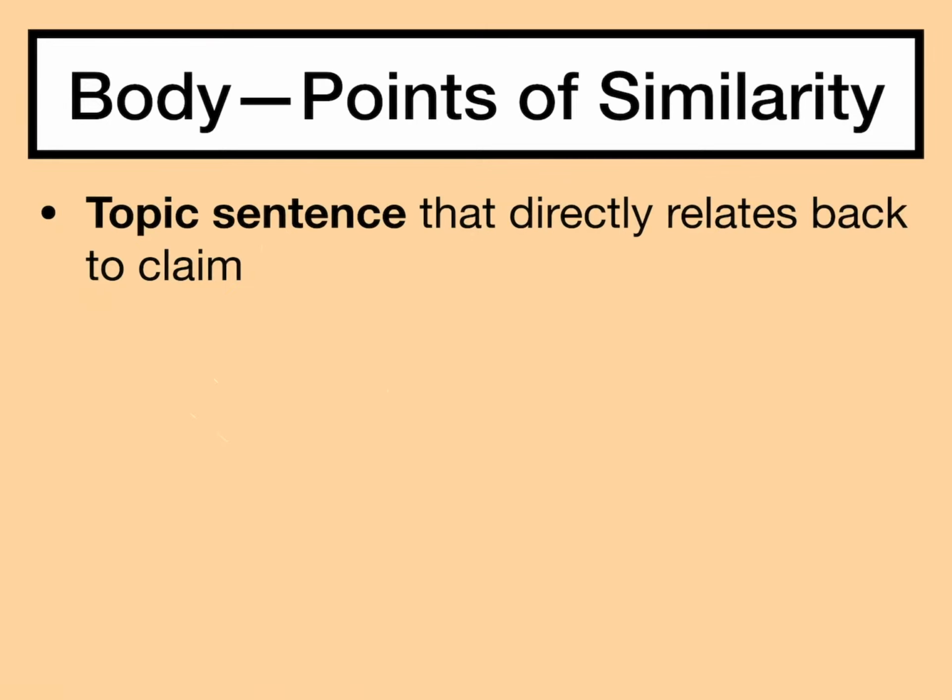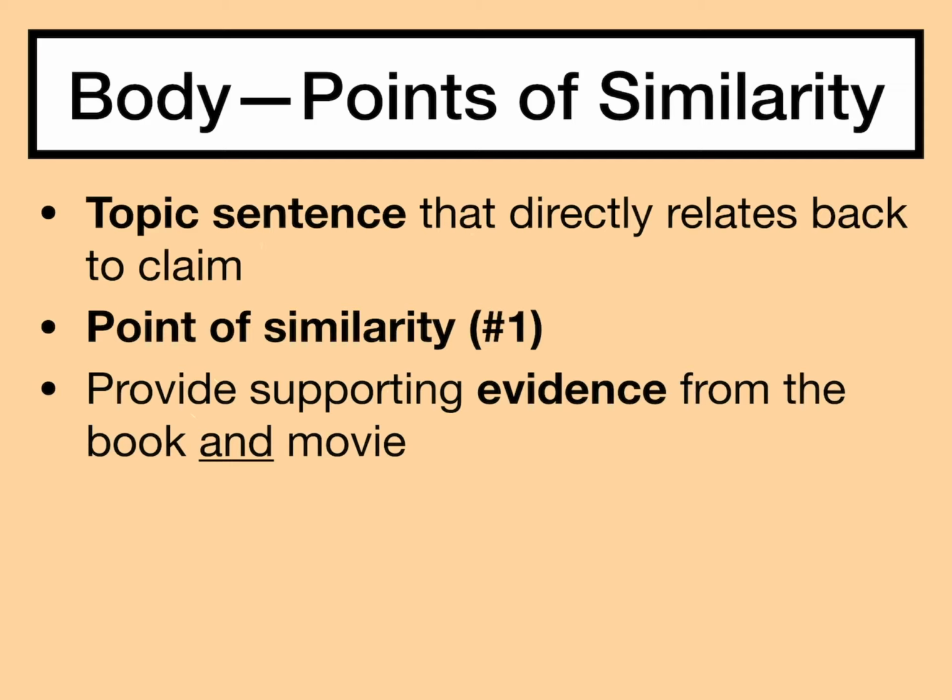All right, now we are moving into our body paragraphs, and we're going to have 2 body paragraphs. The first body paragraph is going to focus on points of similarity. How are the book and movie versions the same? So you're going to give me a good topic sentence that directly relates back to your claim. Once again, you're focusing on how you're comparing the book and the movie. And you're going to give me a sentence that says how they are the same. And then you're going to provide evidence from the book and movie.